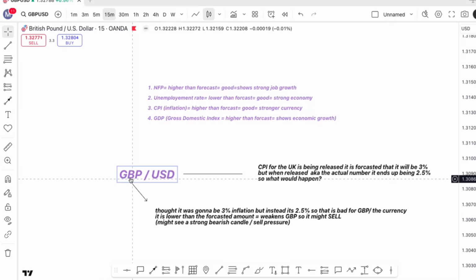This might be a strong bearish candle. This can be a lot of sell pressure, so multiple candles representing bearish structure for a period of time during that news event, or it could be other factors. But just know, because the number was lower than the forecasted amount, the predicted amount, the GBP pair or currency is going to be weaker, causing a bunch of sell pressure. So I really hope that makes sense. If you have to watch that a couple of times to really wrap your head around it, then do so.